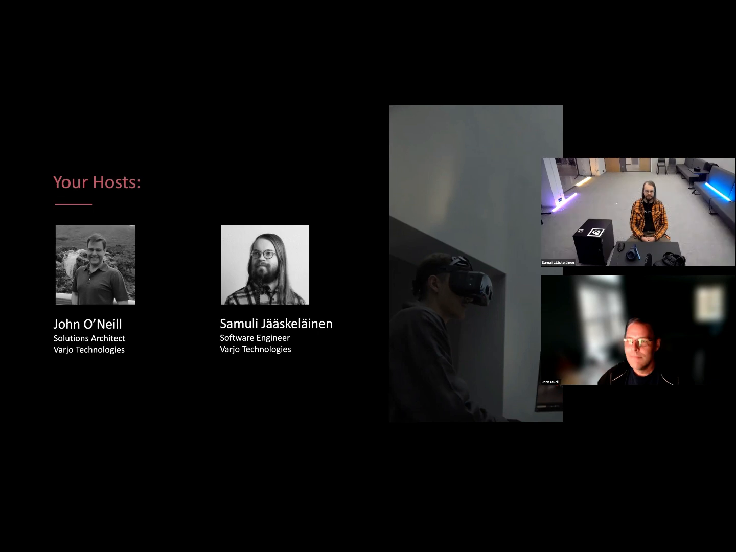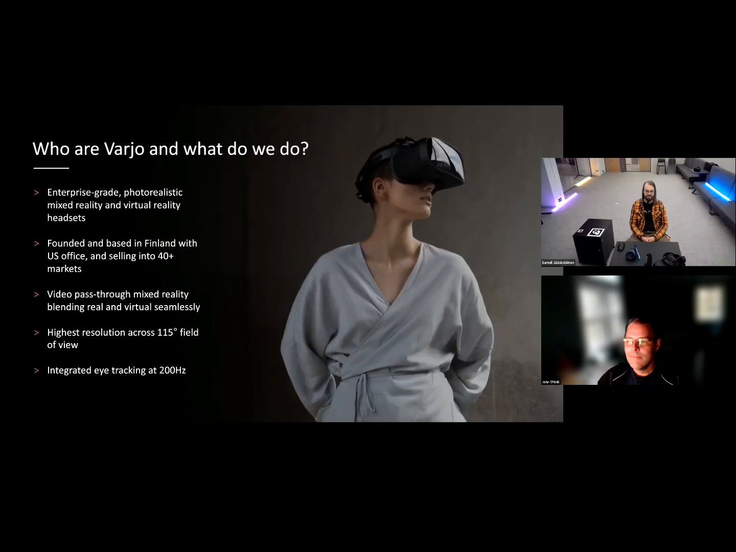And just a quick background of who Varjo is and what we do. We are a Finnish manufacturer of virtual reality, augmented reality, and mixed reality headsets, founded in 2016 and really specializing in enterprise-grade photorealistic mixed reality and virtual reality. We'll be talking very much about our video pass-through capabilities and how we blend the real and virtual worlds seamlessly. Our headsets have the highest resolution across a 115 degrees field of view, and all of them are integrated with 200 Hertz eye tracking.